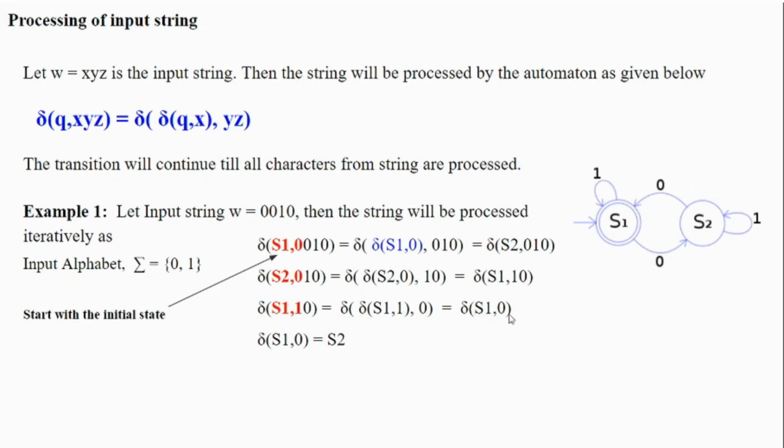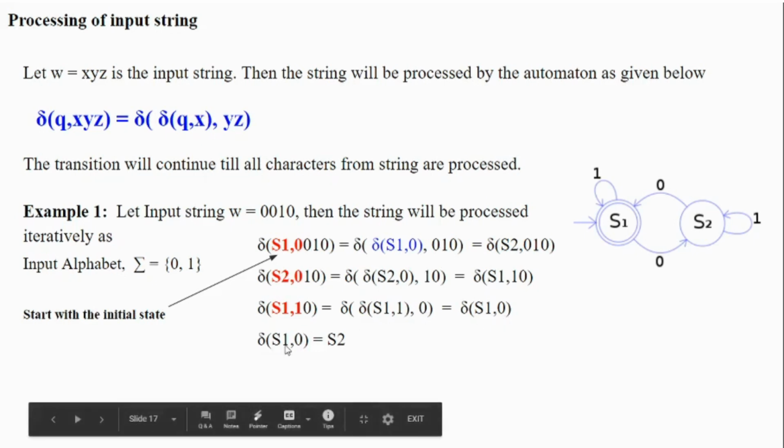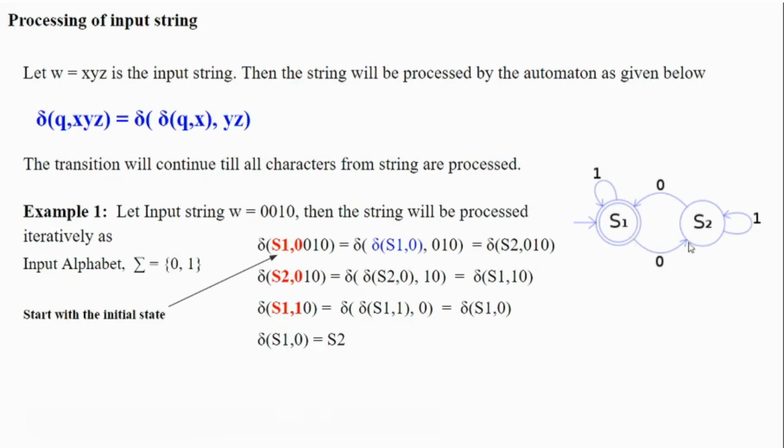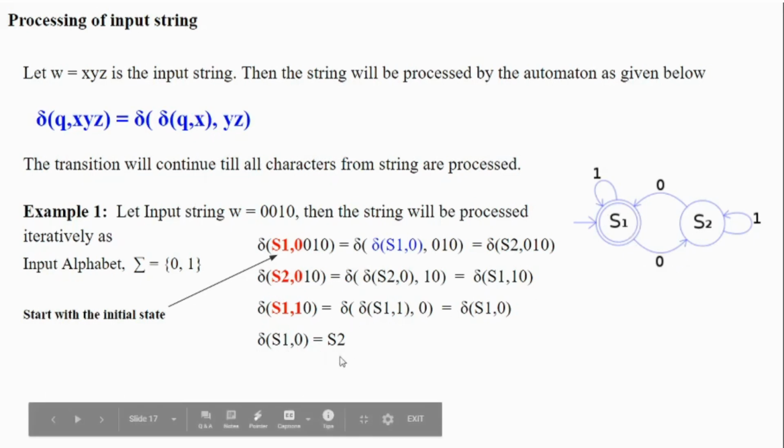And this is the last step, because only the last input is left. So you will apply the transition function on S1 and 0. S1 on 0 goes to S2. Now, because all input characters are consumed from this string, this is your final answer.